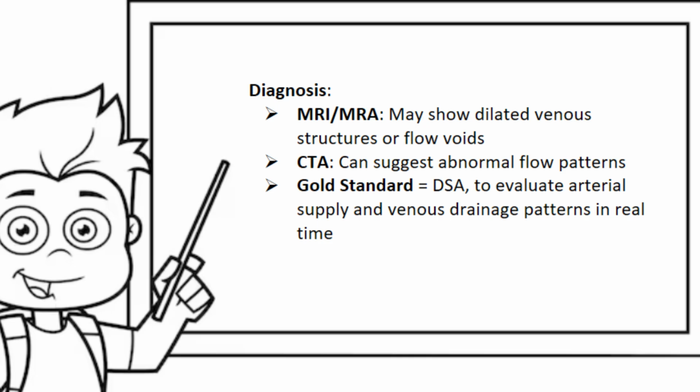How do we make our diagnosis? Well, diagnosis is by MRI or MRA, which may show dilated venous structures or flow voids. CT angio can also suggest abnormal flow patterns, but the gold standard test is the DSA, digital subtraction angiography, which helps to evaluate arterial supply and venous drainage patterns in real time.